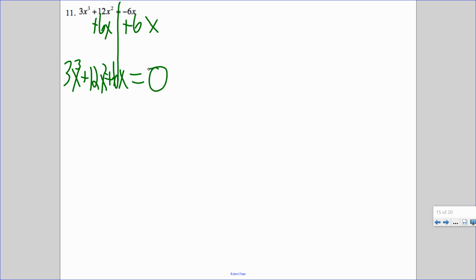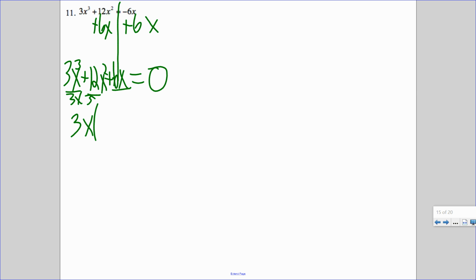Party time. What do they want to do with the party? Bubbles. Bubbles mathematically means factoring. What's the first thing we look for when we're factoring? GCF. Is there a GCF? Yes. 3x is my GCF.